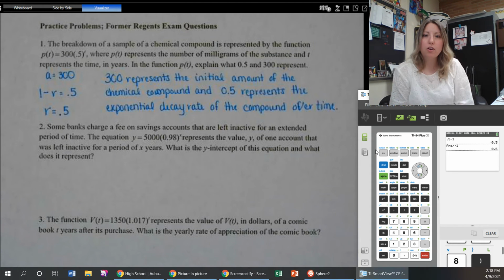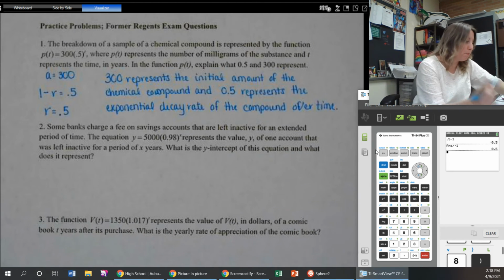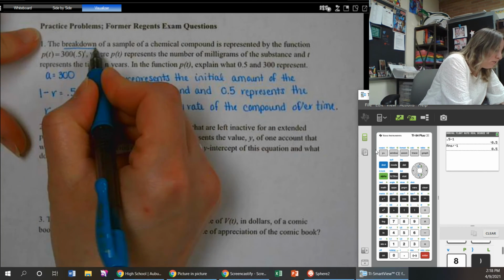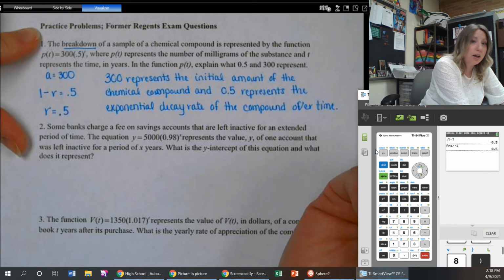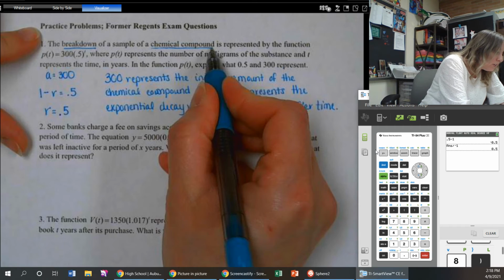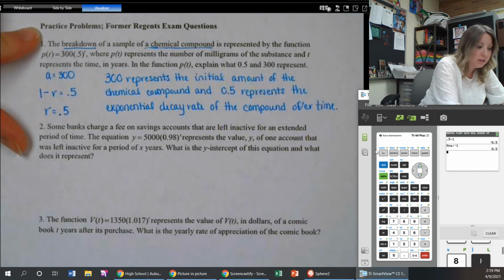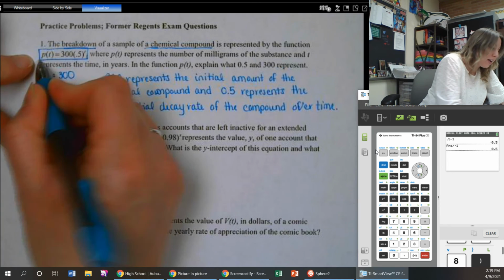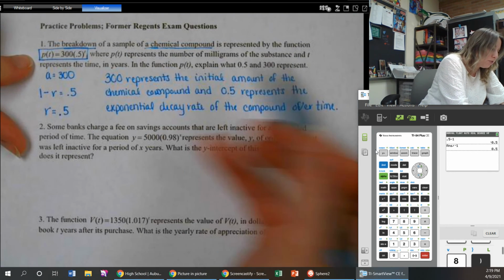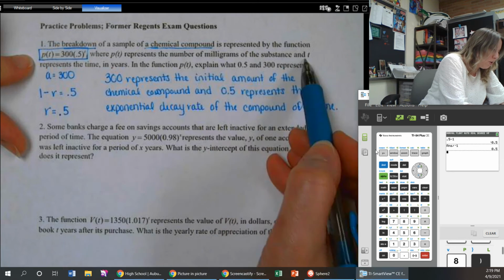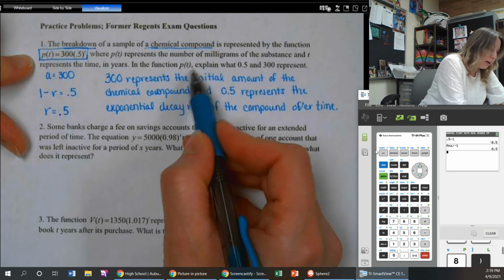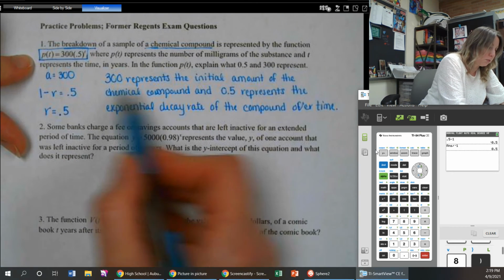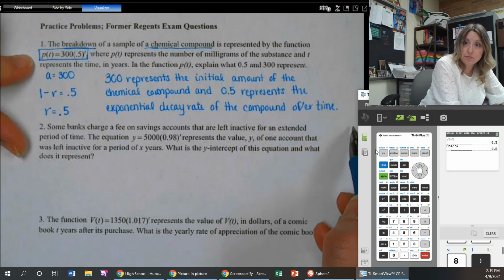Take a second to make sure you have that fully written out. Practice writing sentences like that. Notice where I got my information from, right? Breakdown is indicating to me that this will be decay. Chemical compound is the substance in play, right? The function is right here, and I analyzed that function. I was told what P of T was, and I was told what T was, time in years. Explain these, explained. Full sentence.